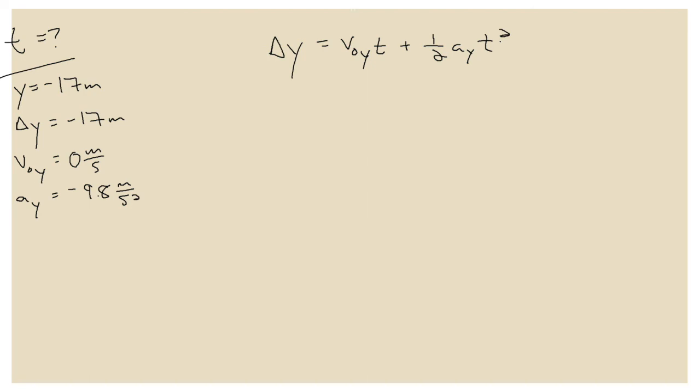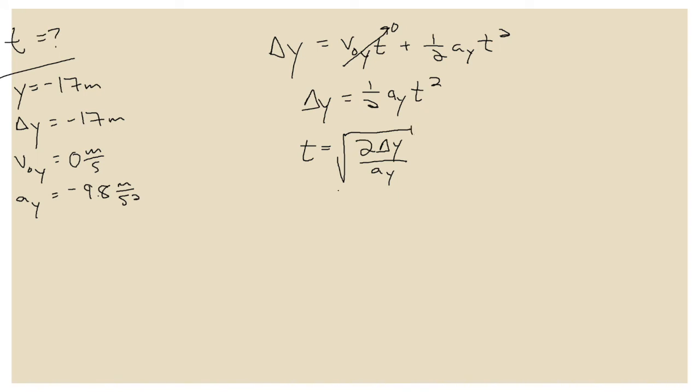Notice if you use the quote-unquote position version with the y and the y naught, or you use the displacement version, as I have shown here, it works out to be the same thing. So this term goes to 0, and so we're left over with delta y equals 1/2 a_y t squared, and solving for the time gives us a square root of 2 delta y over a_y. And it's important to realize that that should look familiar, because that is your go-to equation for free fall.